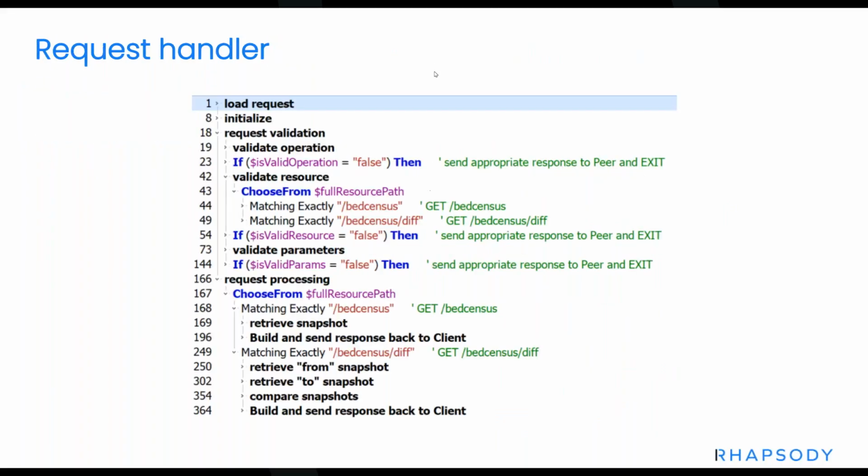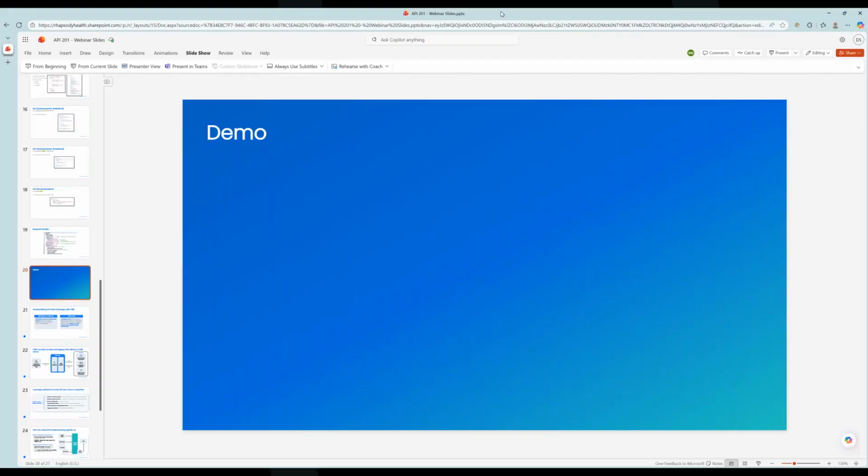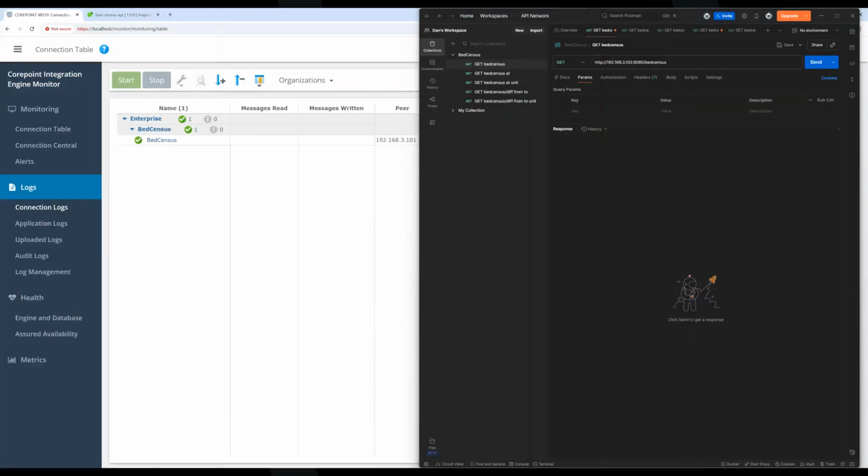This is just a snapshot of the request handling action list. I built this API, by the way, in CorePoint. But for now, I'm going to switch over and do a demo to show it working.